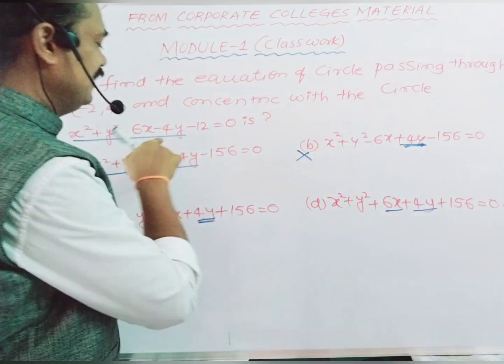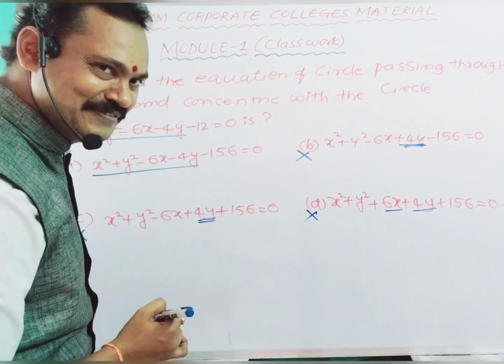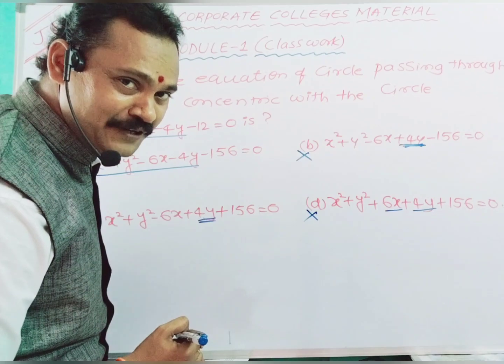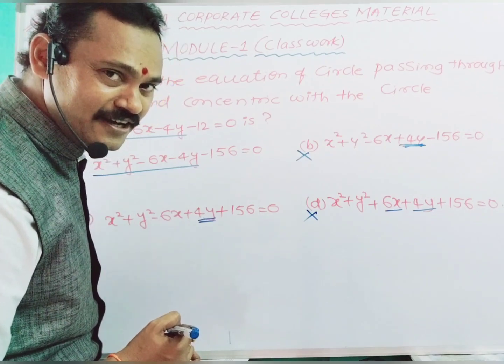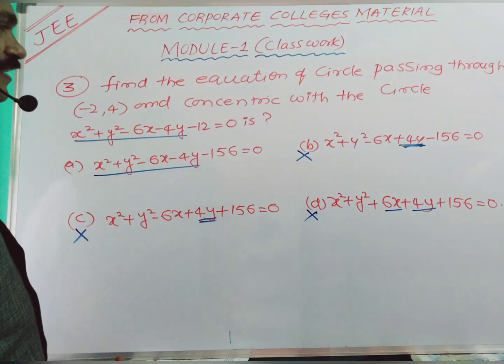Clear? I think all of you are enjoying this question. Is it or not? Chalo. So sir, what do we have to do again? So it's very clear these three are wrong options. This is the only right choice, right?